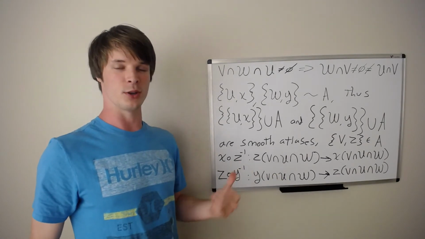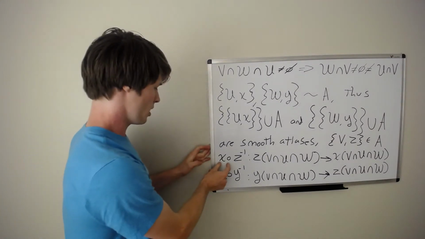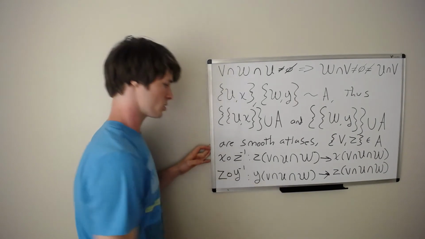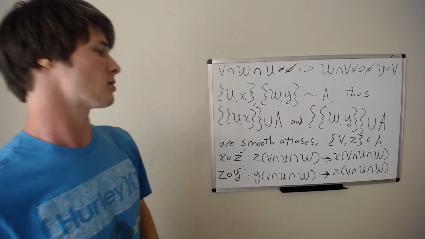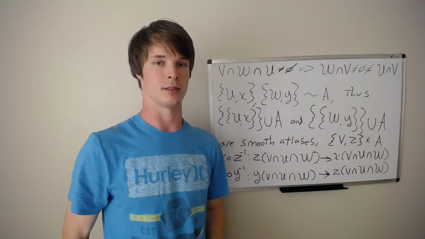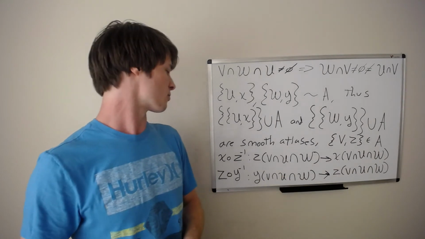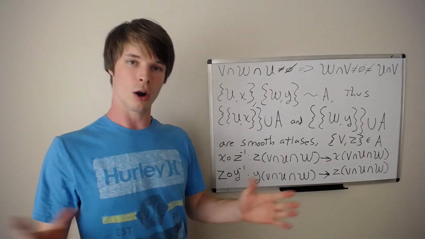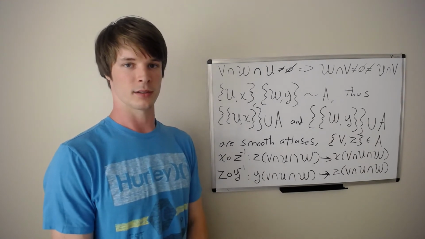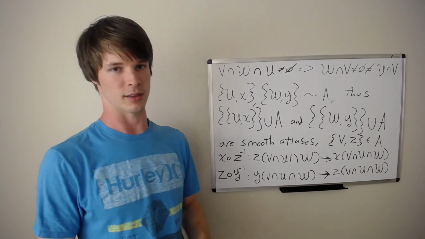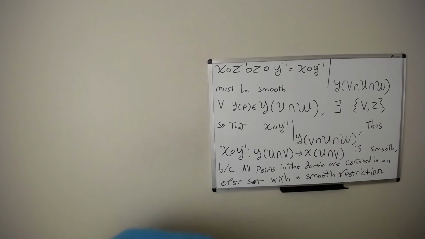And I'll show you in a second, we can patch all these functions together to get a chart transition from the range of y under U intersect W to the range of X under U intersect W, which will be exactly what we need to show that all chart transitions are smooth. Because recall, X and Y are arbitrarily chosen coordinate maps from our set S. So we're very, very close to showing that this set S is in fact a smooth atlas. So let me erase this and get on to the next part.